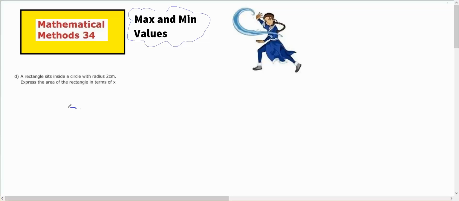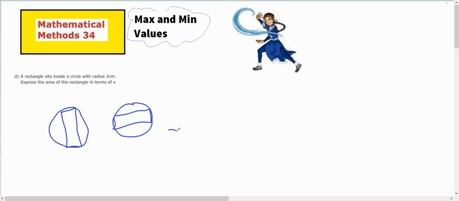And if I have a circle, what is the area of the rectangle that can sit inside the circle, and how do I express that area in terms of x? So it's a question about how to set up the problem to get the area of the rectangle.